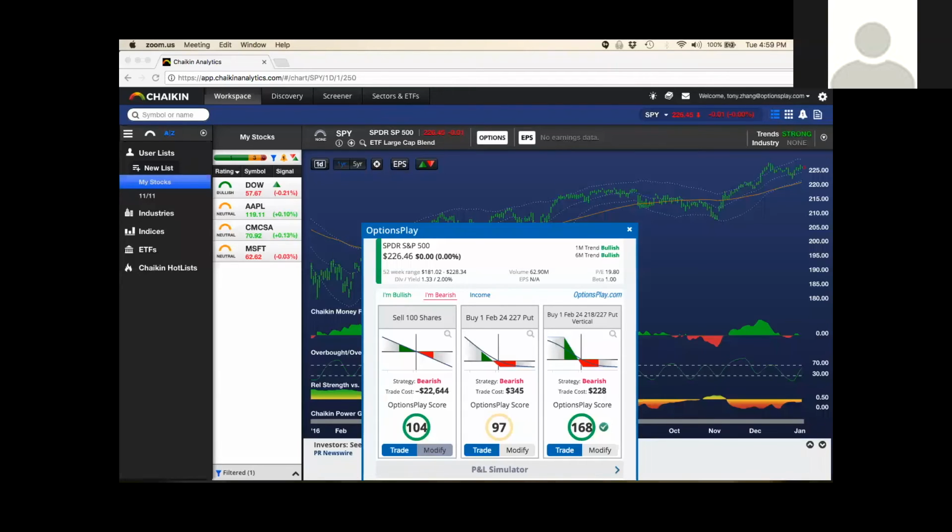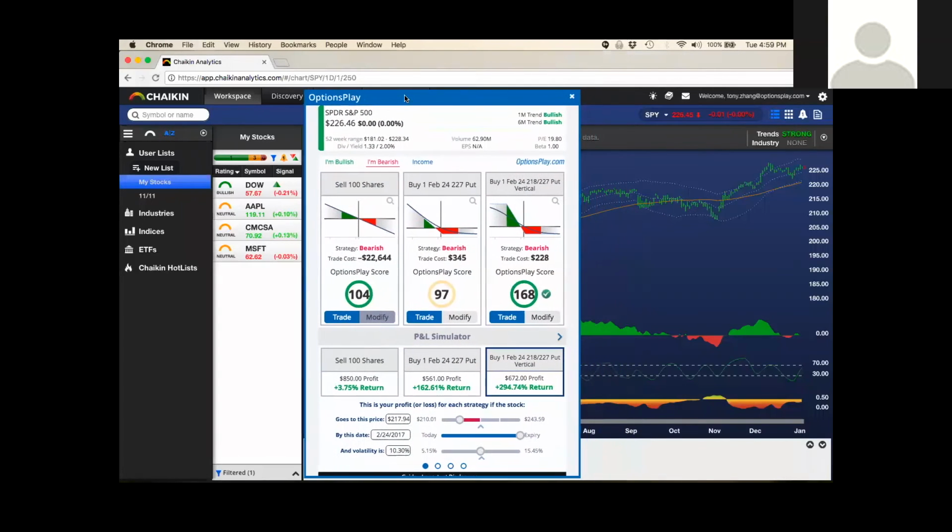Sure, thanks, Mark. So if everyone can see my screen, I'm just going to show real quick how to launch OptionsPlay. So we've seen the Chaikin Analytics screen. As you can see on the top here on the navigation bar, there's a button called Options. Once you click that for any symbol, what will bring up is this widget that we've shown you before that will bring up 3 option ideas for that symbol, whether you're bullish, whether you're bearish, or like I said before, if you're looking for income strategies such as covered calls and short puts, OptionsPlay will actually instantly try to find you the 3 strategies for any directional view.